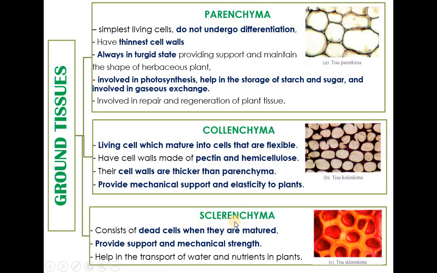And now we look at the sclerenchyma. Please take note of the spelling and also the pronunciation of sclerenchyma. It consists of dead cells, not living cells, when they are mature. It provides support and mechanical strength, and helps in the transport of water and nutrients in plants. So this is the structure of the sclerenchyma tissue.